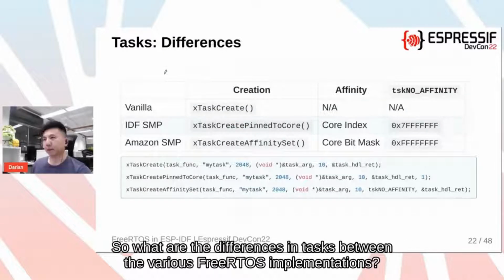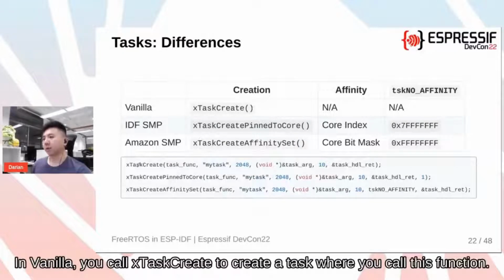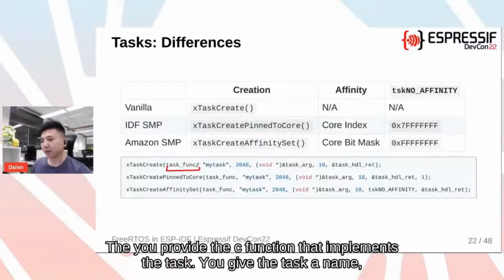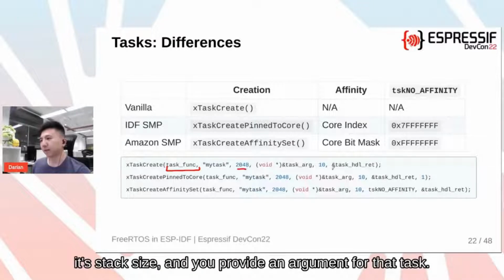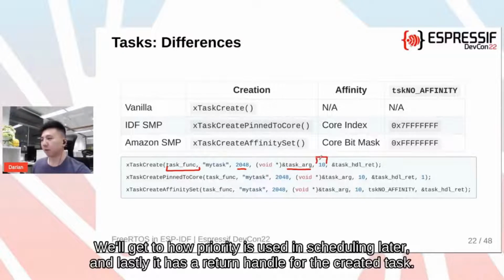So what are the differences in tasks between the various FreeRTOS implementations? Well, one of the first differences is the function call to create a task. In vanilla, you call xTaskCreate to create a task, where you provide the C function that implements the task. You give the task a name, its stack size, and you provide an argument for that task. And here you specify the task's priority. We'll get to how priority is used in scheduling later. And lastly, it has a return handle for the created task.